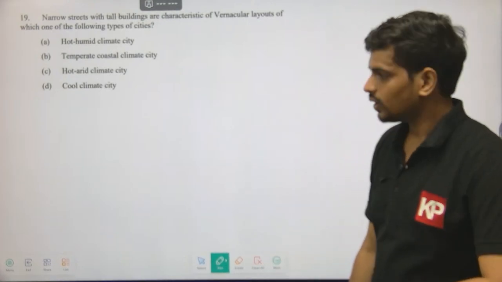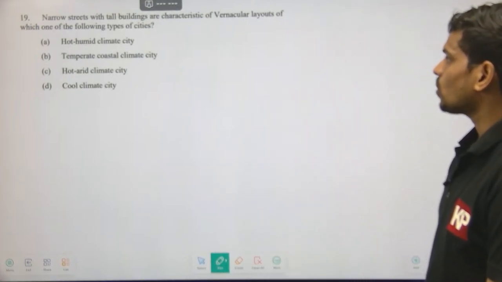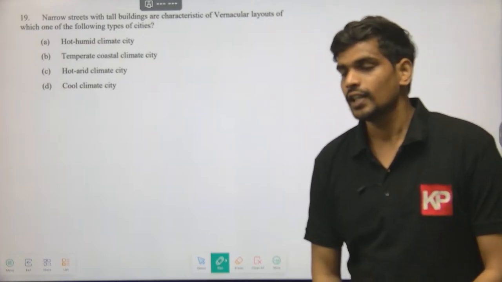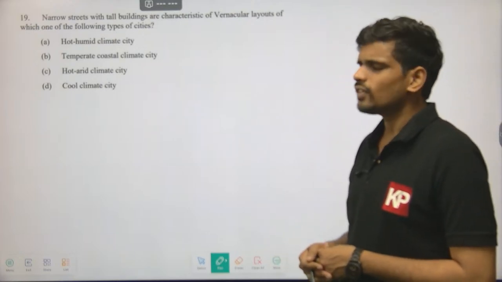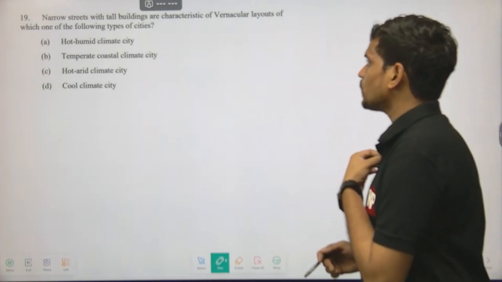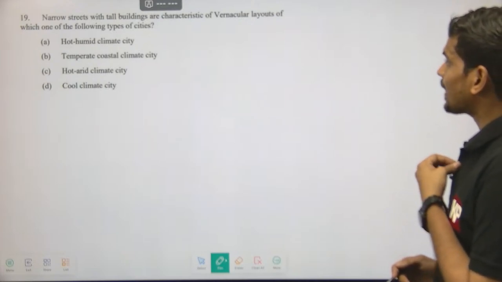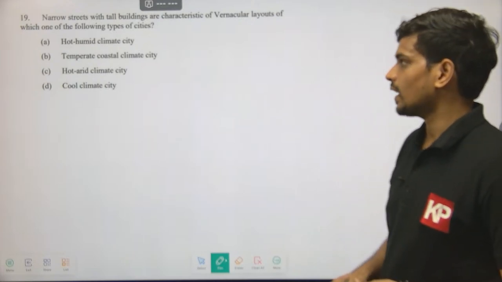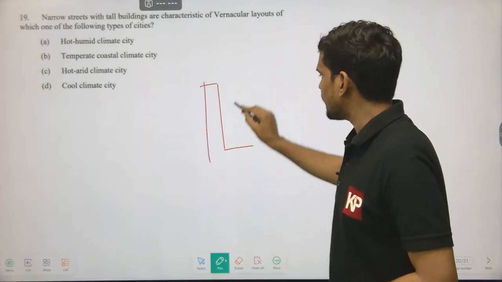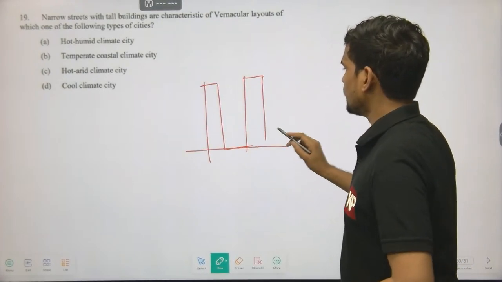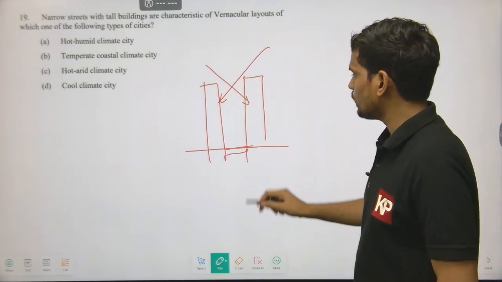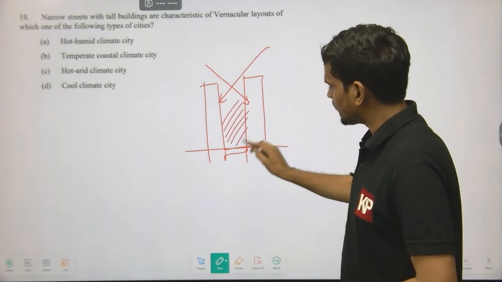Next, 19th question. The narrow streets with tall buildings are characteristics of vernacular layouts of which of the following climates? Basically, they are talking about climate responsive design here. The question is, narrow streets with tall buildings are characteristic of which particular climate? Narrow streets and tall buildings help in creating shaded spaces. So the sunlight will not reach till the bottom, right? So when you have narrow streets and tall buildings, you will have shaded space created.